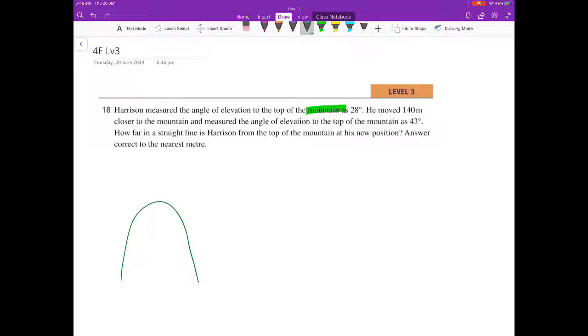First thing we've got is a beautiful mountain and a view down to a person standing on the ground. We're going to be making that into the view to the very top, so we do have a right angle in our beautiful triangle there. Now, he is 28 degrees of elevation first, so we're putting that one in. We then move 140 meters closer to the mountain, so making that triangle a little bit further in, and then it is 43 degrees.